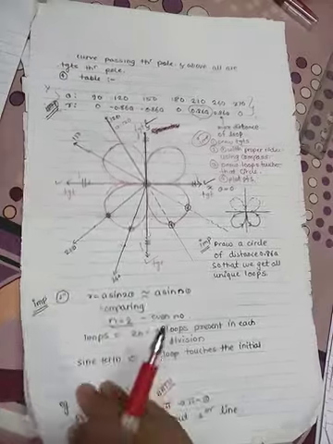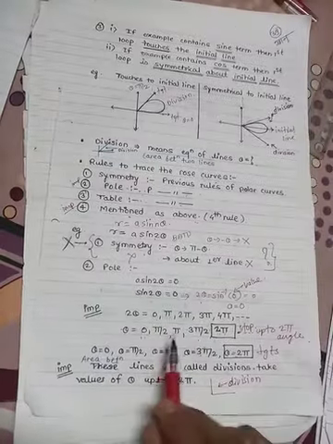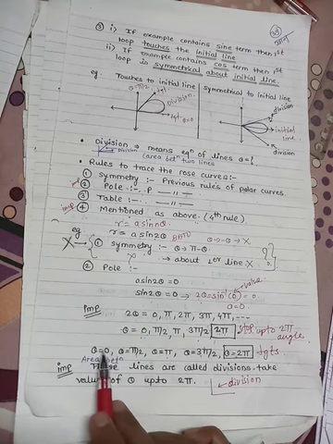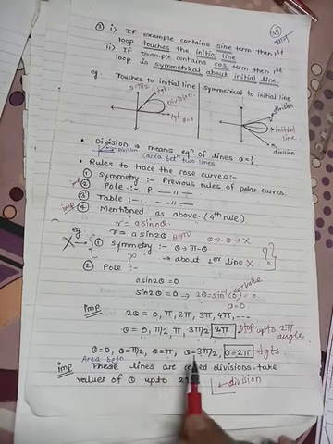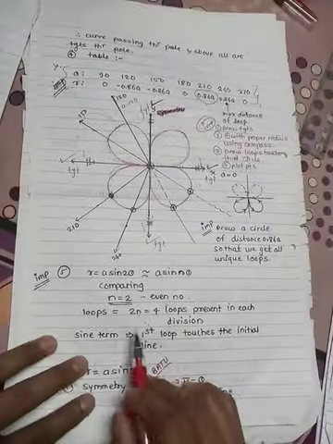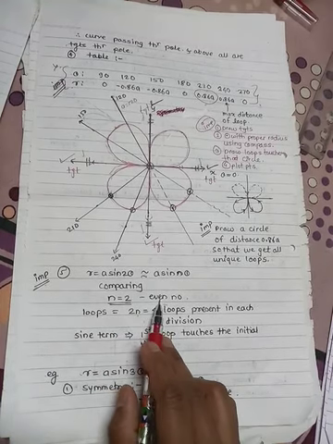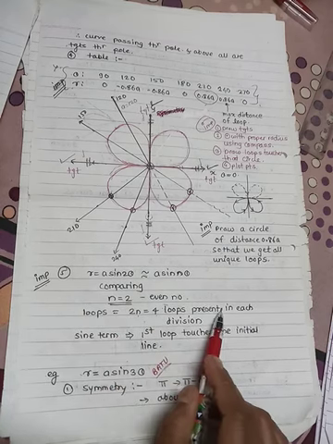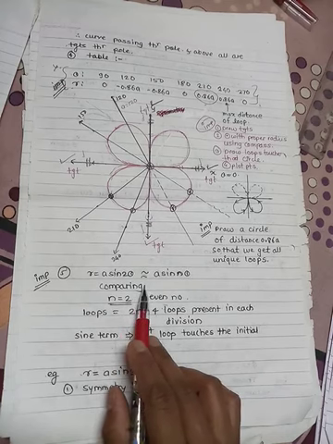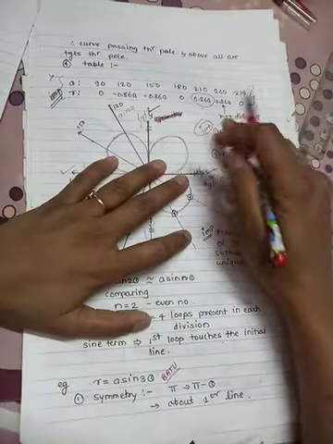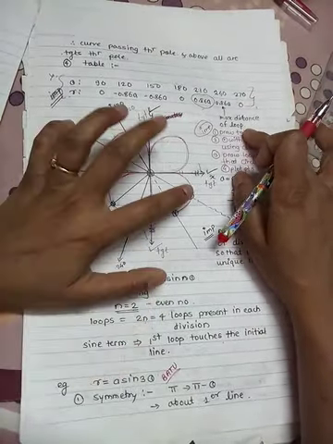Division means the space between two tangents, for example theta equal to 0 and theta equal to pi by 2. We will see this while drawing the graph or curve. So n is an even number, hence the number of loops equals 2n, that is 4. As n is even, we draw these loops in each division. And this example contains a sine term, so the first loop touches the initial line. So let us see the sequence to draw the Rose curve.